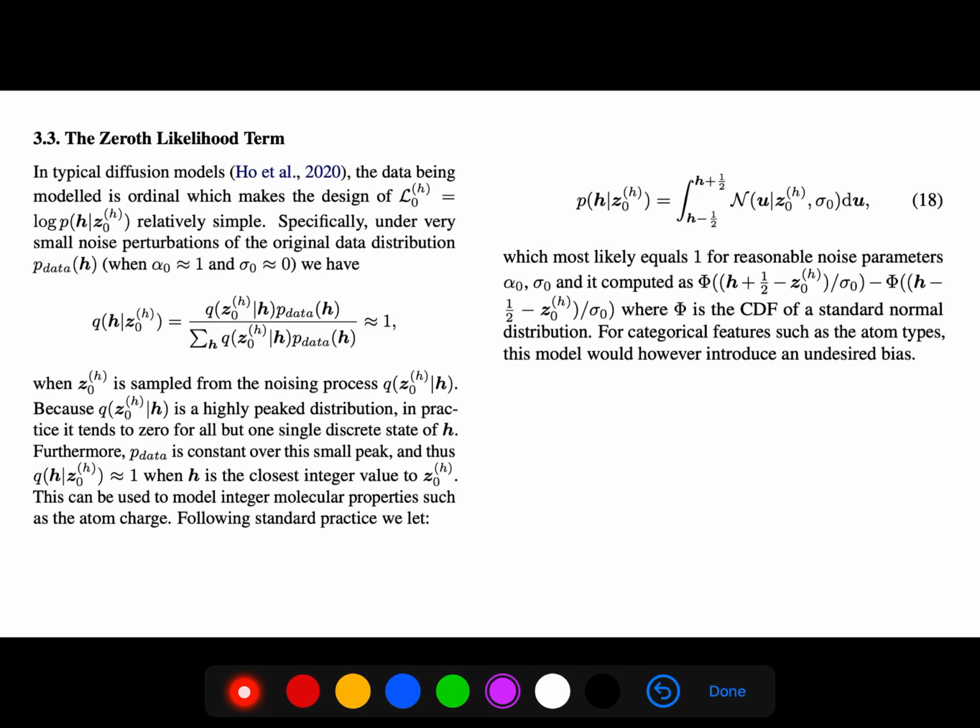In typical diffusion models, the data being modeled is ordinal, which marks, of course, in this paper, they didn't use any kind of ordering, and this is interesting, ordering on the nodes. Specifically, under very small noise perturbations of the original distributions, we have this. Because this Q is a highly peaked distribution, in practice it tends to 0 for all but one single discrete state of H.